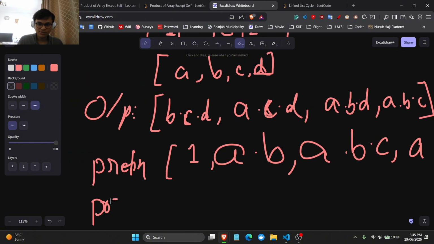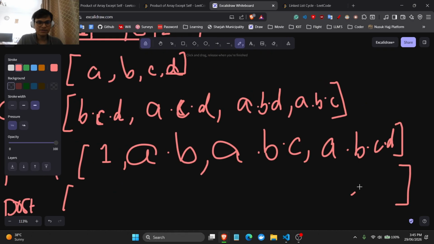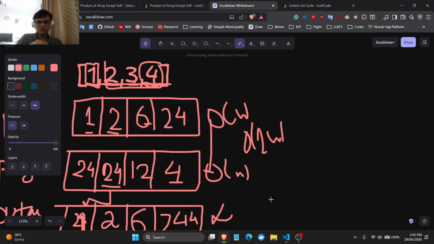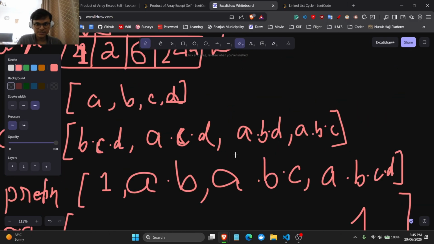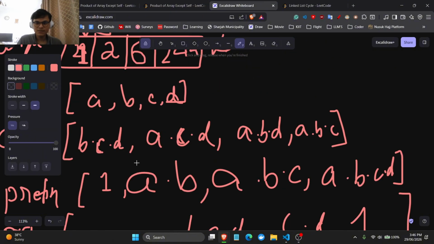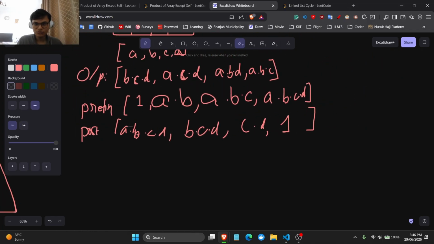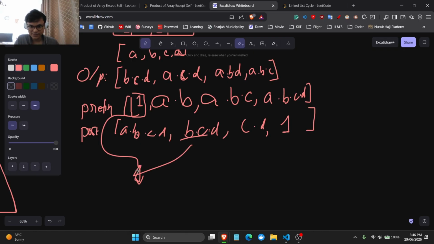Now I calculate the postfix. Once I calculate the postfix, the last element is 1. Now the postfix of C is C comma D. The postfix of B is B comma C comma D. And the postfix of A is everything else, A, B, C, D. And then I can get the output array because I want BCD. So I pretty much take the first one, put it over here and multiply with this, I get BCD.